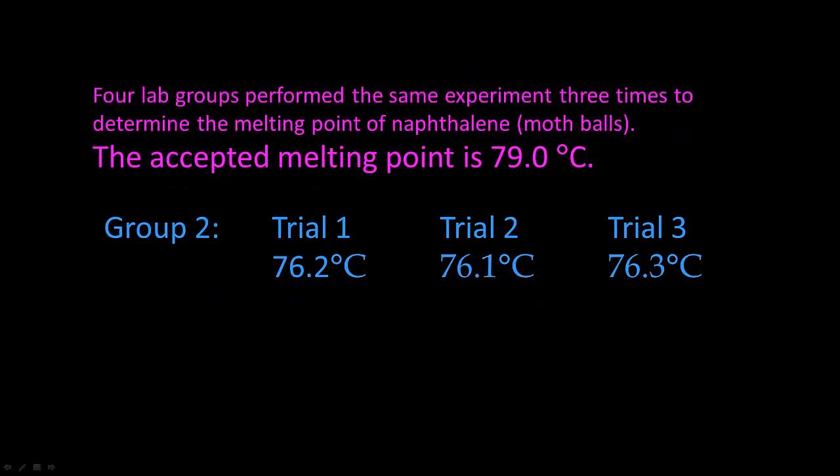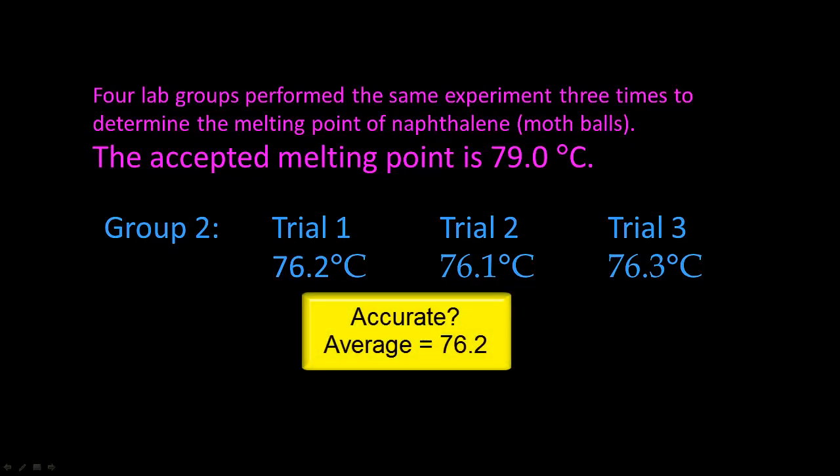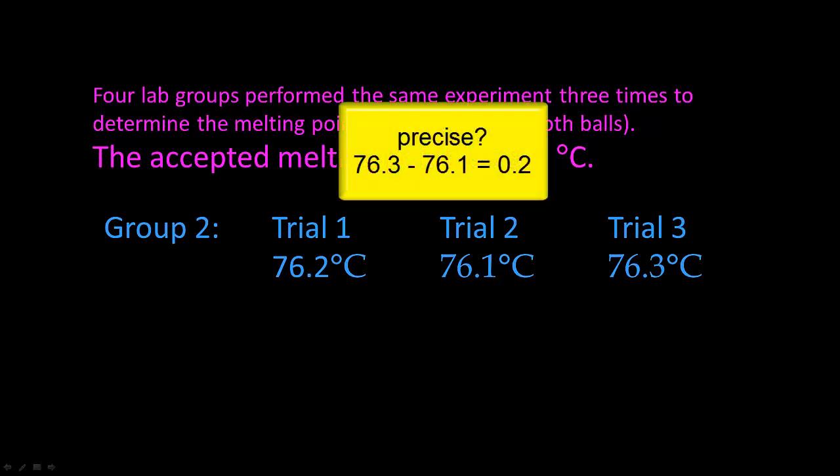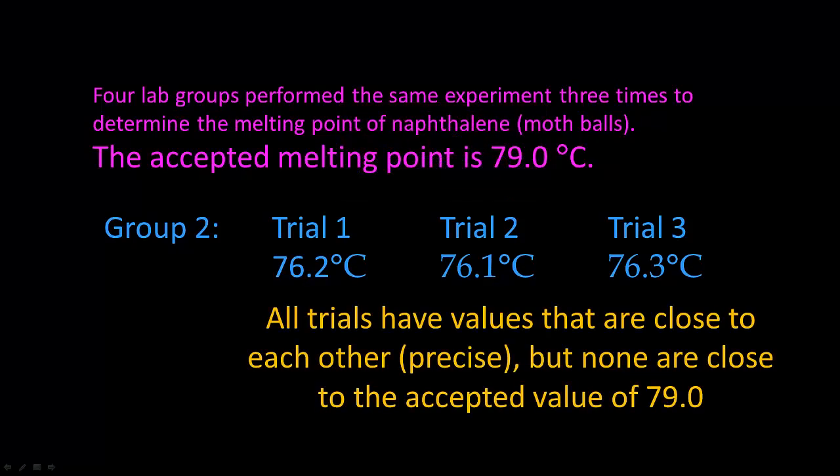Group 2's data. Is it accurate, or is the average close to the accepted value of 79 degrees Celsius? The average is 76.2, which is 2.8 degrees off, which is more than our 1 degree, so it is not accurate. Is it precise though? Well, the difference between the highest data point and the lowest data point is 0.2 degrees, which is less than 1 degree. So the data points are close to each other, so they are precise.